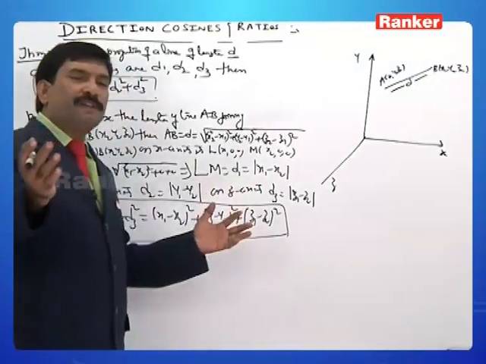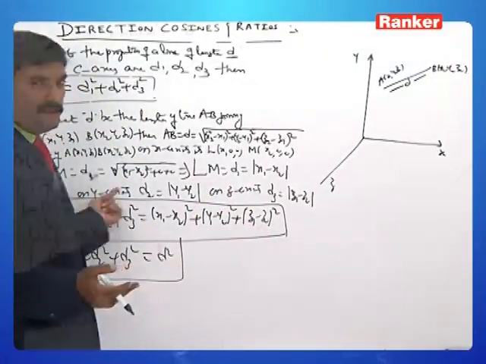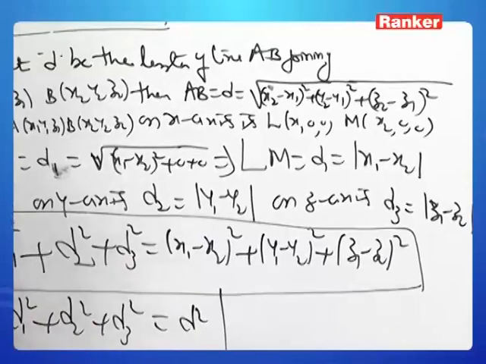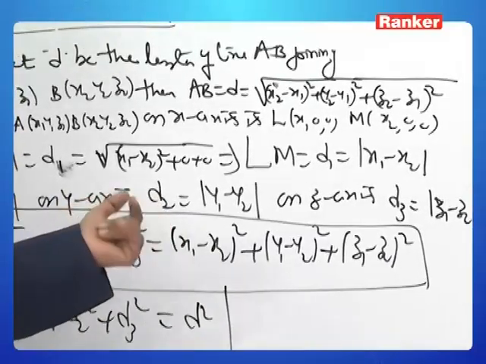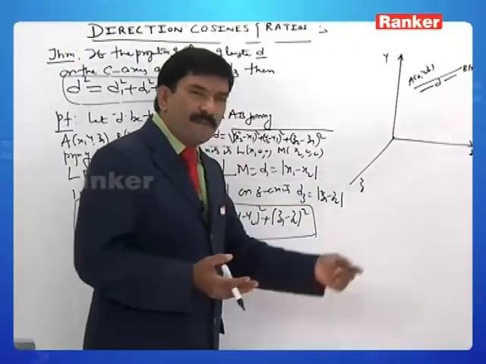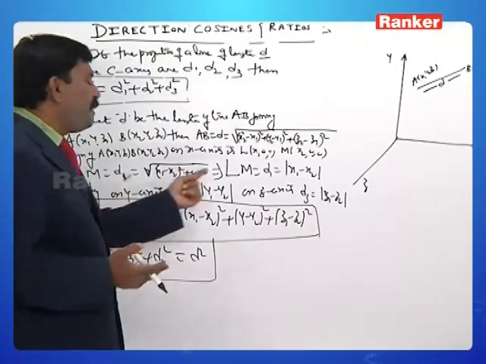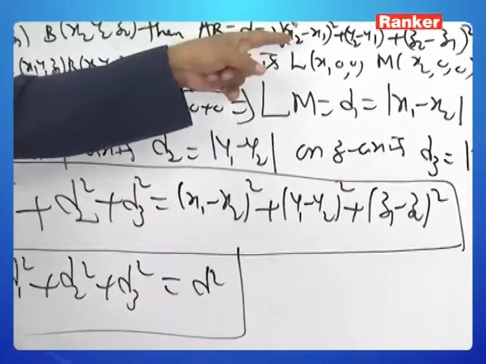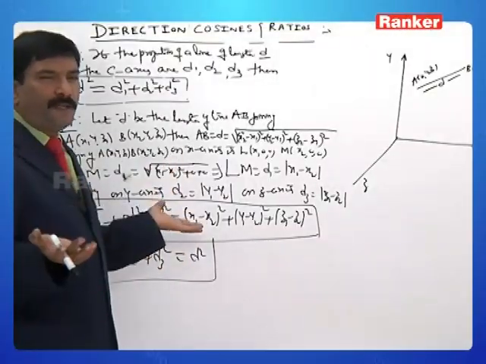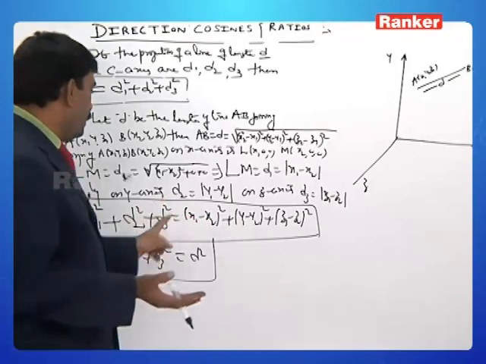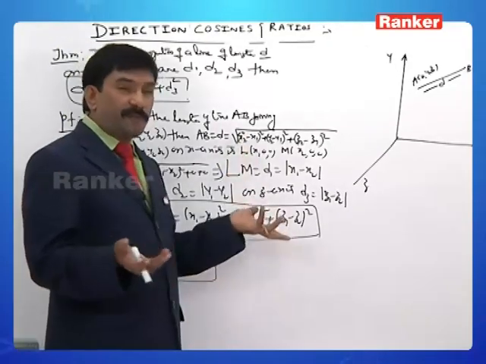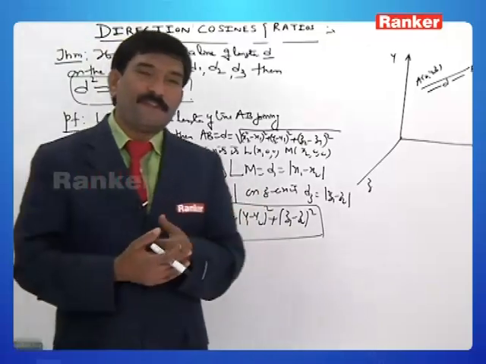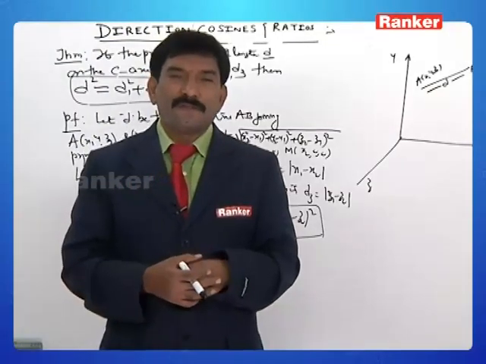In the same fashion, on the y-axis, d2 is equal to the modulus of y2 minus y1 or y1 minus y2. It makes no difference. On the z-axis, z1 minus z2. So squaring and adding, that leads to d square. d square is nothing but x1 minus x2 whole square, y1 minus y2 whole square, z1 minus z2 whole square. Sorry, here x1 minus x2, here x2 minus x1 whole square. a minus b whole square is the same as b minus a whole square.